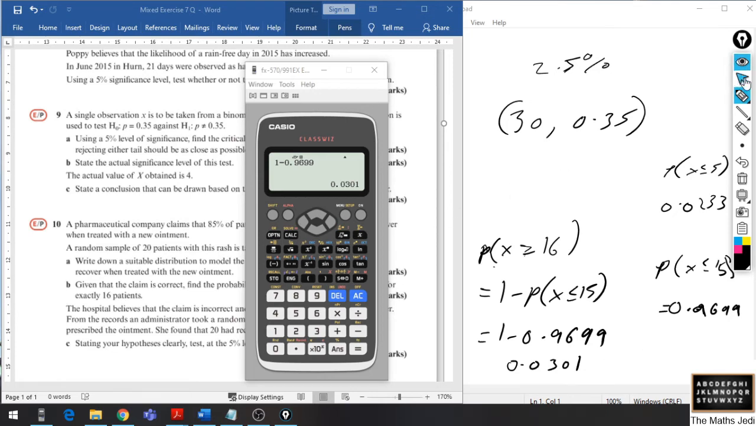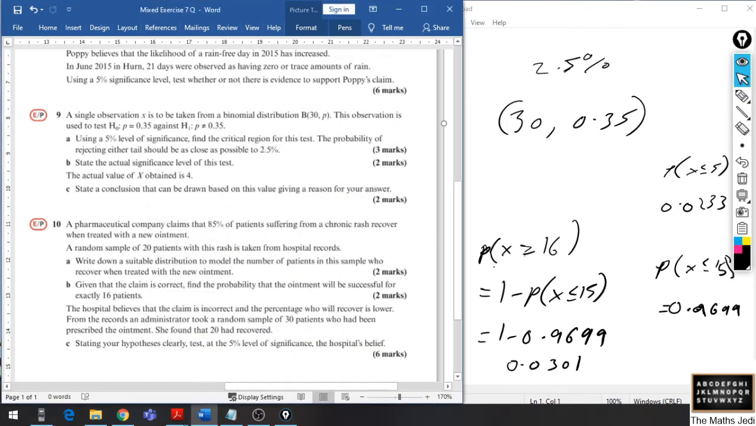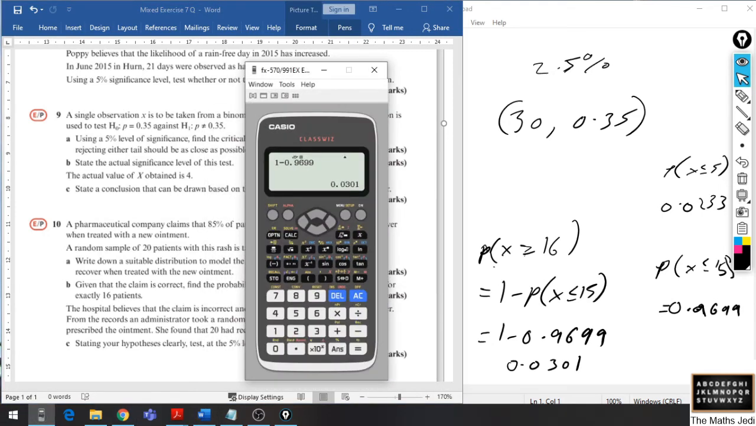Okay, get rid of that for a minute. Now, the actual significance level of this test will be these two things added up, so 0.0233 and 0.0301. So again, just pull the calculator up real quick to do that.